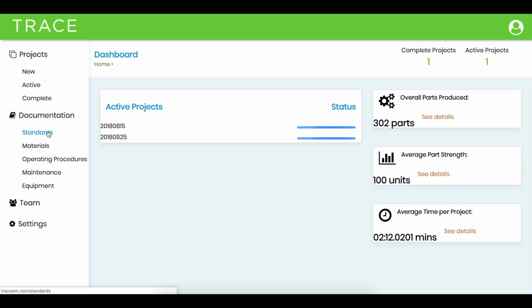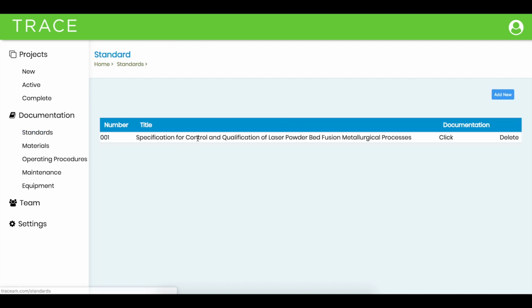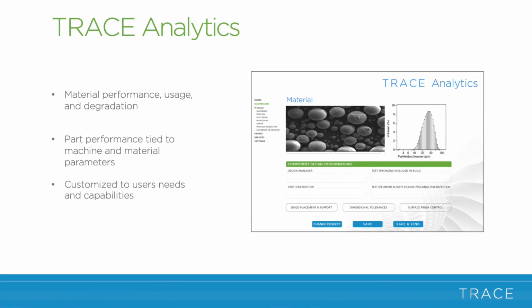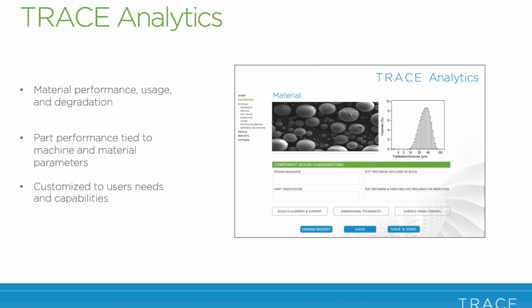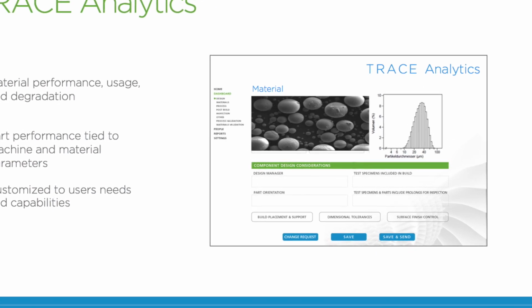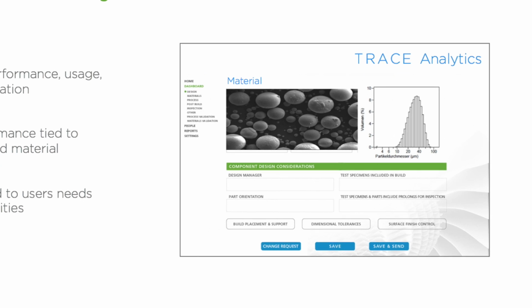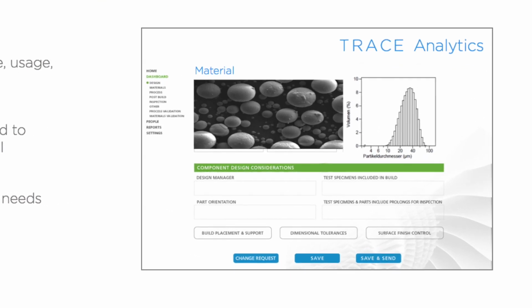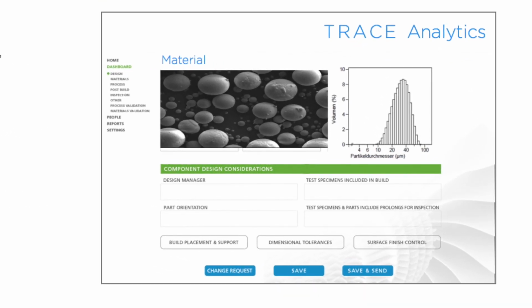Along with mapping your production workflow, Trace also gives you a place to store your critical factory documentation, including your standards, material information, and things like your standard operating procedures. In the coming months, we'll also continue to build out our proprietary analytics toolkit, which will enable you to examine things such as material and process inputs and their effect on mechanical properties.